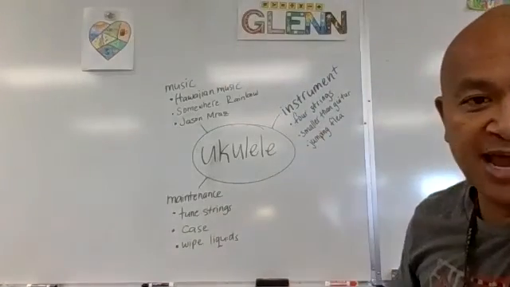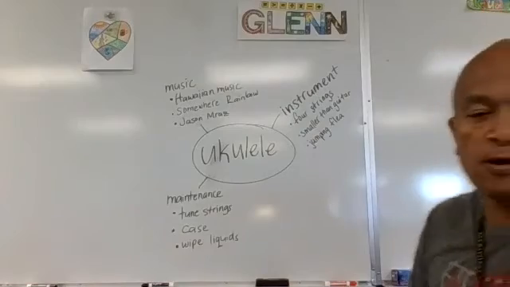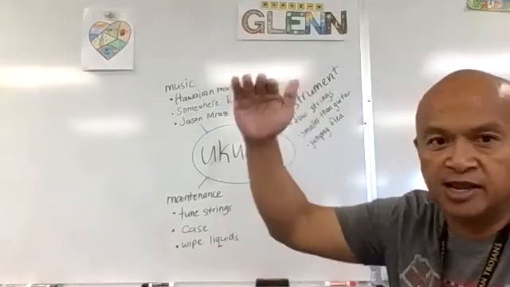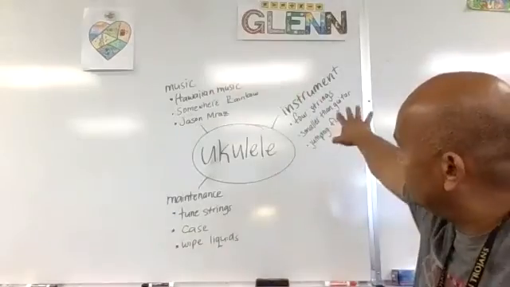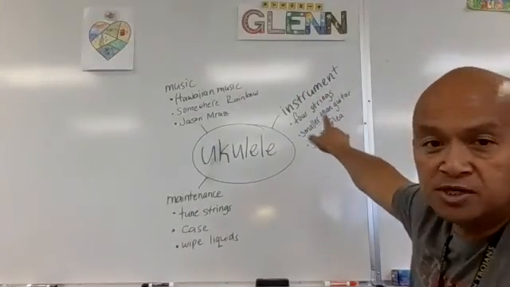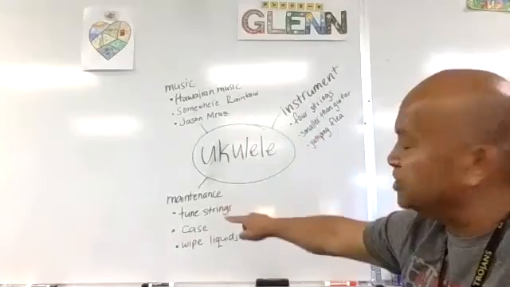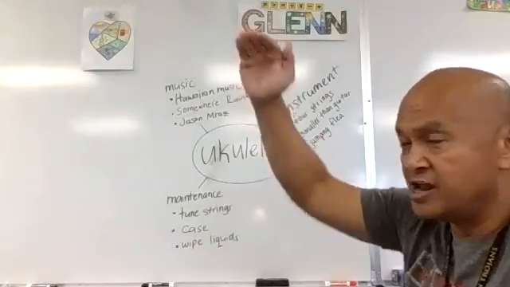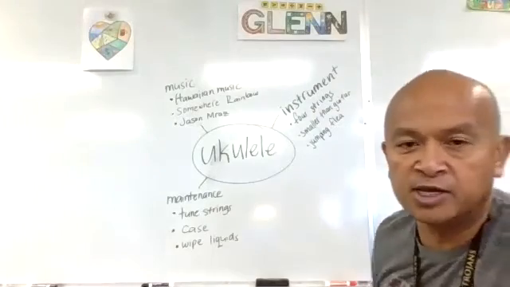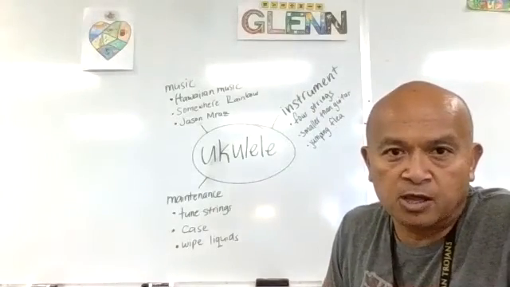You can make your plan this way also, or you could make it into a list. You can put the word ukulele on top, and then underneath I have 3 different areas I want to talk about. It's an instrument, I can play music with it, and then also how to maintain it. And I just write a list. But I like the web. The web gives me a better idea of how to organize my thoughts.